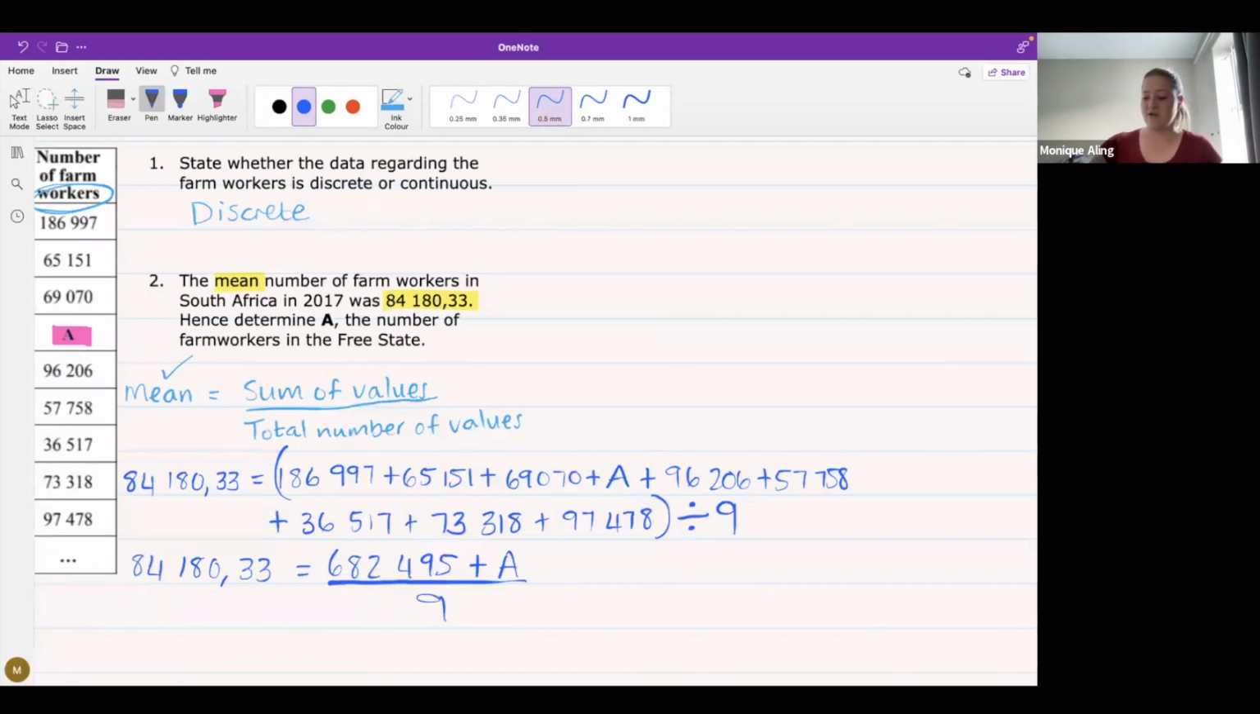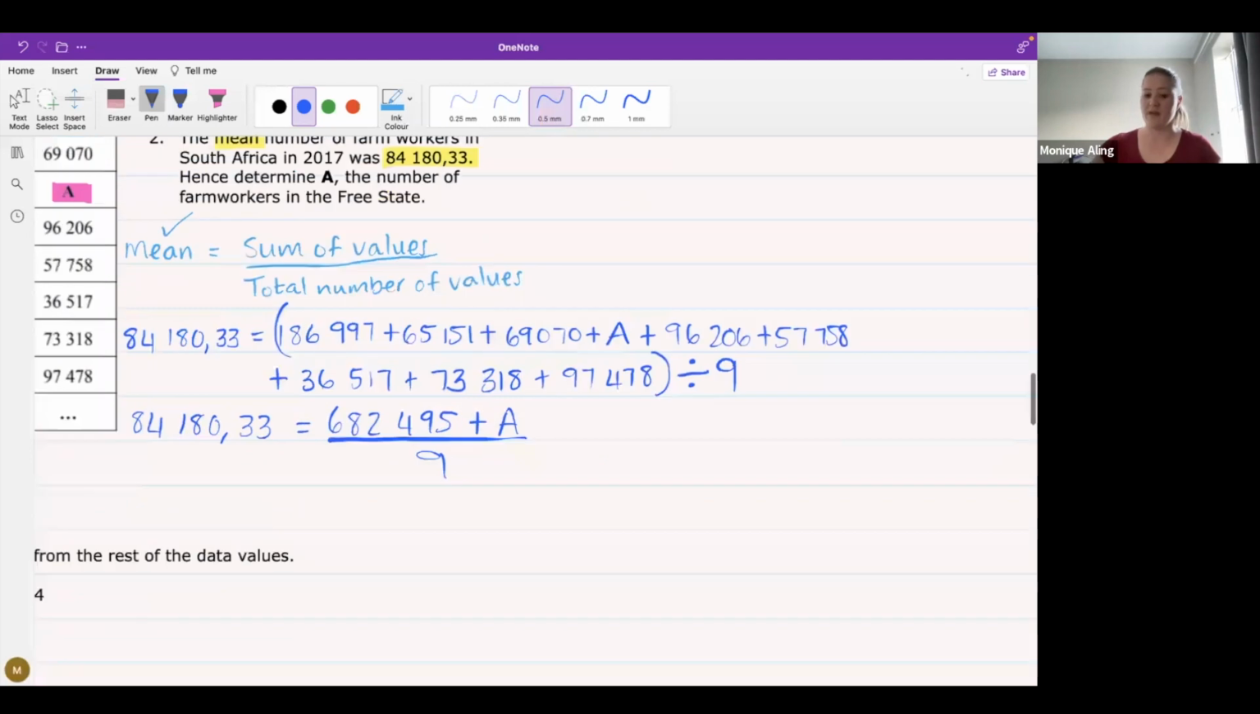Okay, let me know if you're not following. Then we need to get A by itself. So the next step to get A by itself, we need to get rid of this 9 first. So remember, we always do the opposite operation. Because we are dividing by 9, the opposite operation would be times by 9. So then we cross cancel. What we do to the one side, we do to the other. Okay, so now I'm going to take this side and times by 9.